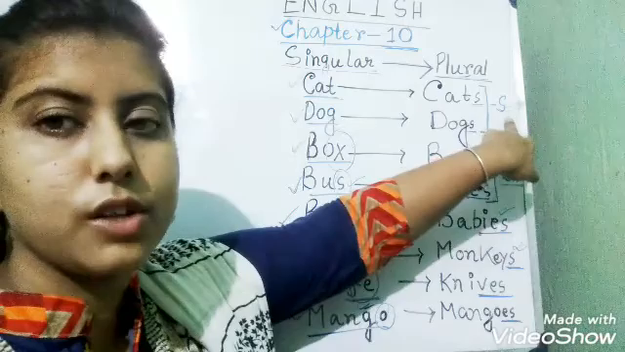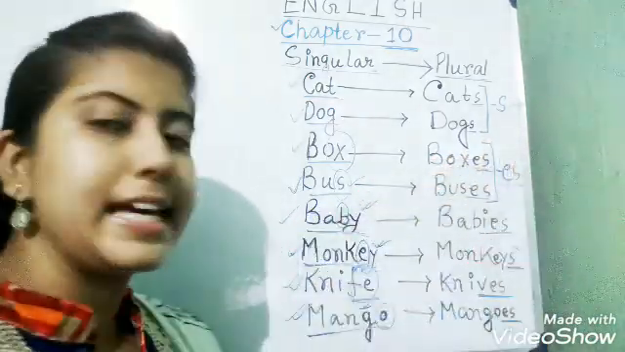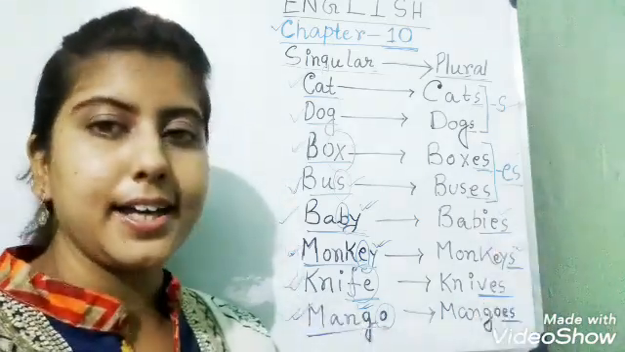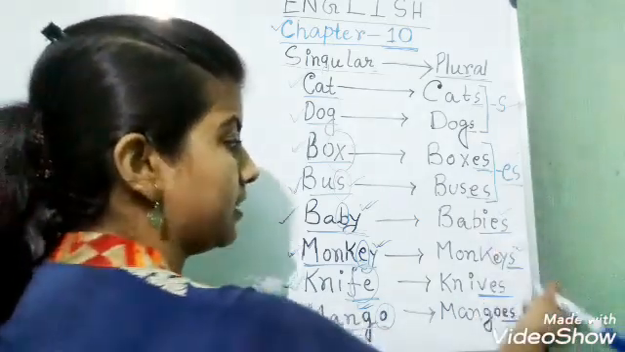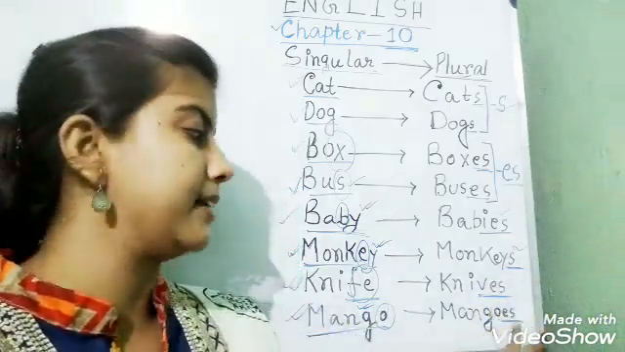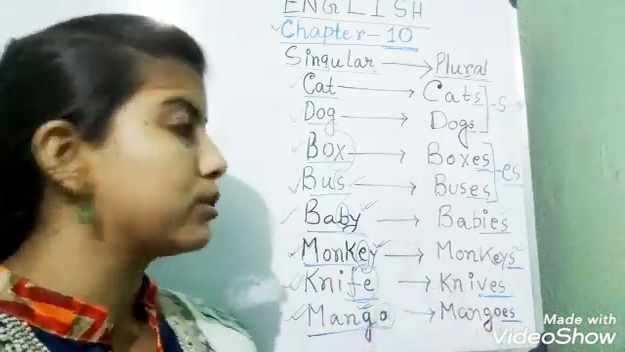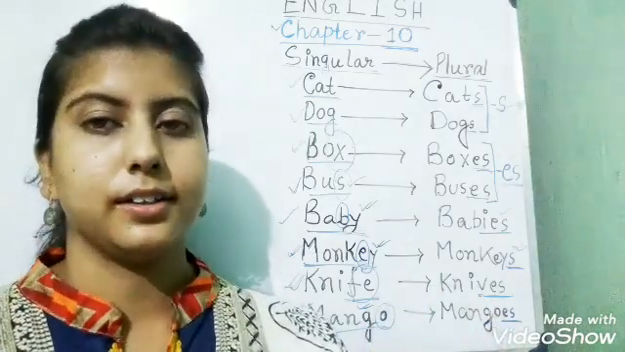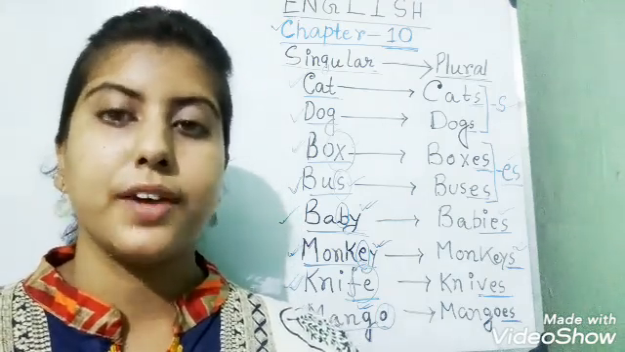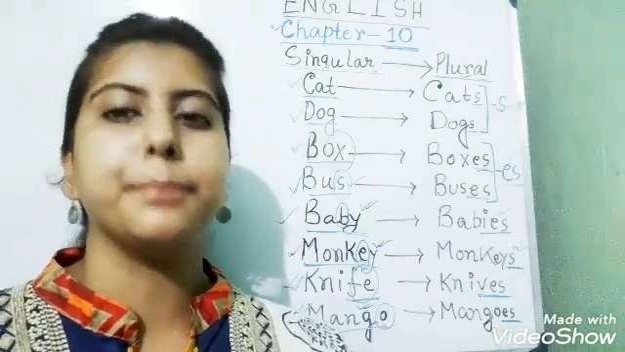The first one is to add S. The second one is to add ES. The third one is to add IES. And then we have VES. And in the end, we have again ES. These rules are very important. In your book, you have been given a number of examples. Please go through these examples.